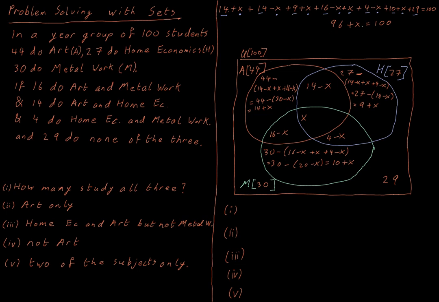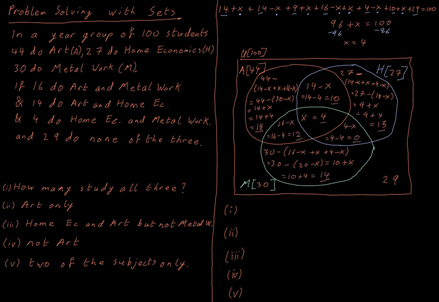Adding up all my like terms, I get 96 plus x is equal to 100. Subtract 96 from both sides to get x by itself, and I end up with x is equal to 4. And then use that to fill in all of my missing information. So that's equal to 4. That's equal to 14 minus 4 is equal to 10. And we fill in all of our missing pieces.